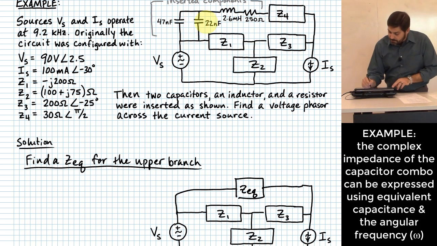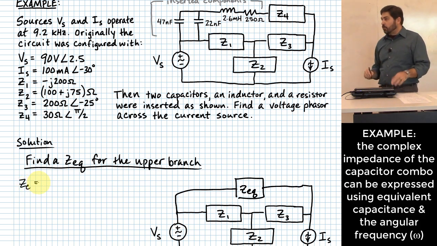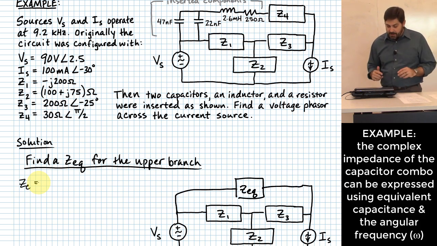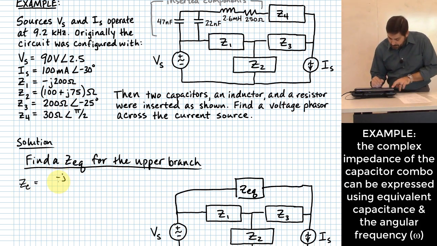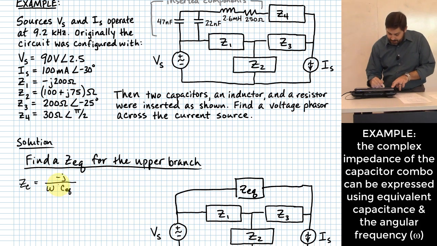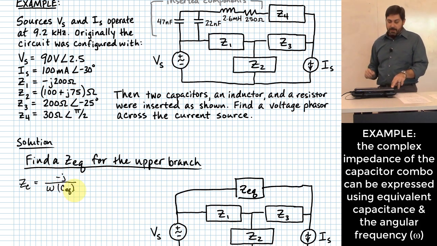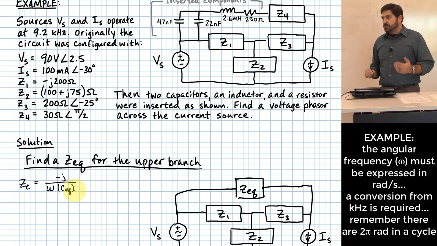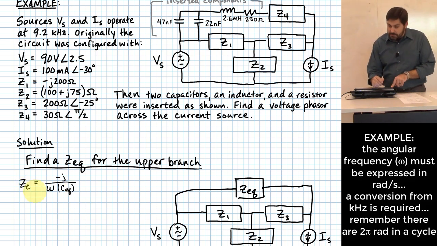So if we're trying to find the equivalent impedance for the capacitors, I'm going to call that Z sub C. What we can do is use our formula for complex impedance for a capacitor and do minus J over omega C. And for the C, I'm going to say this is my CEQ, my equivalent capacitance that I can find just by adding. Well, what do I need to be able to do this piece, this Z sub C right here? What do I need to have to do that? Omega, right? How do I find omega?